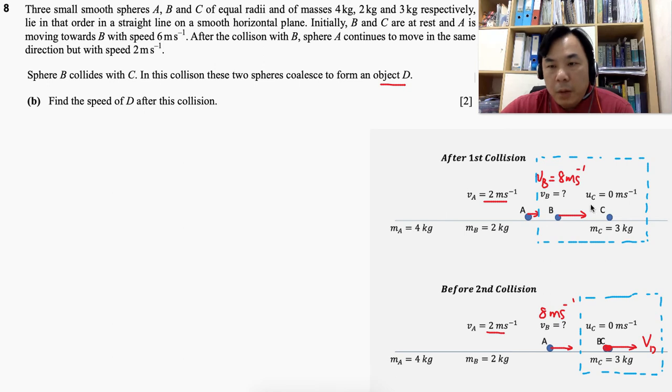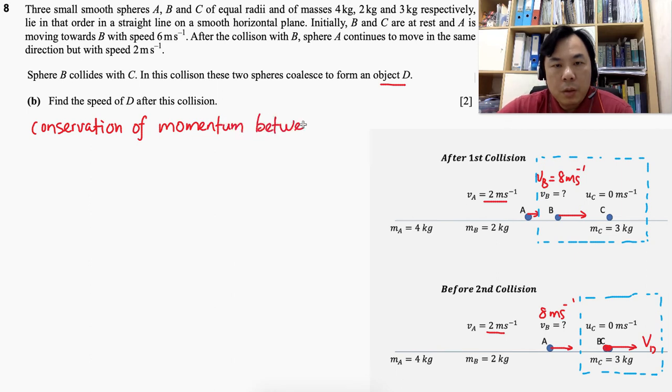So, using conservation of momentum again between B and C, the total momentum before the collision: we know that B is 2 kg, moving at 8, which we have already calculated, plus the particle C, which is 3 kg at rest. That's how it looks.